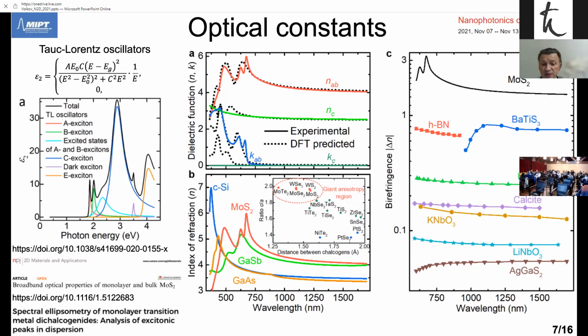So from these results, it also explains our choice of MoS2, because molybdenum disulfide has one of the highest distances between layers and thus has the highest birefringence among other TMDC materials. Even though, of course, it's clearly seen that other materials from the TMDC family also demonstrate giant anisotropy as well.